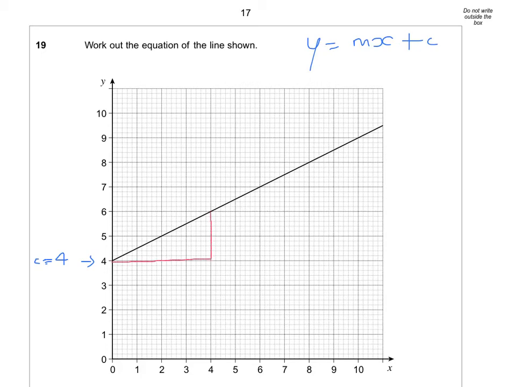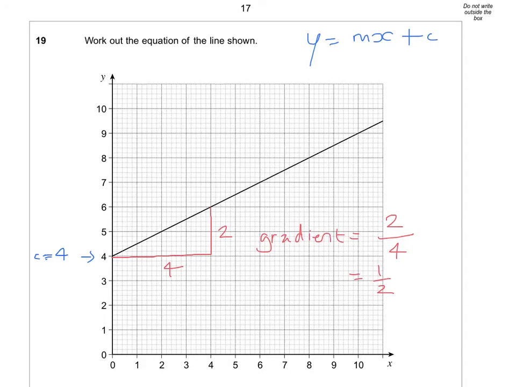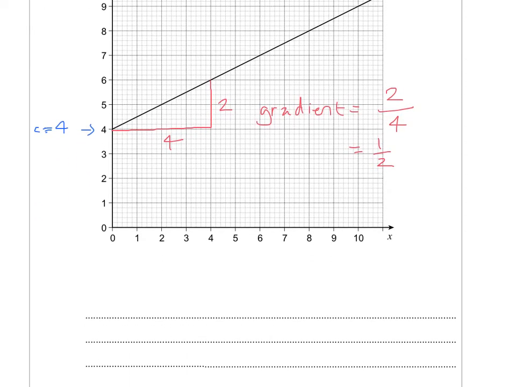Please use a ruler to do this. Now the height of that right-angled triangle is 2 units, and the base of that right-angled triangle is 4 units, which means that the gradient of this line is the change in the y-axis 2 divided by the change in the x-axis 4, which gives us a half, or 0.5, as the gradient. So the equation of our straight line is y equals a half x plus 4.